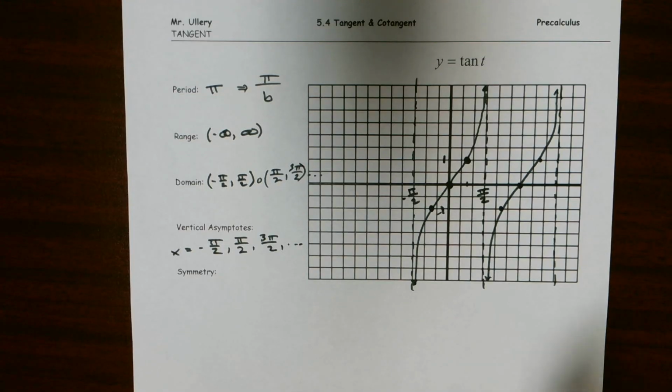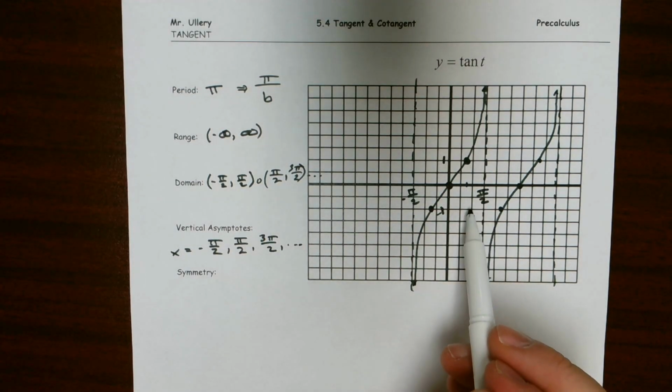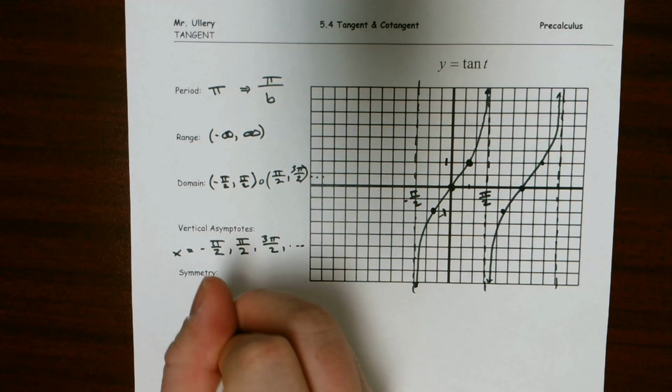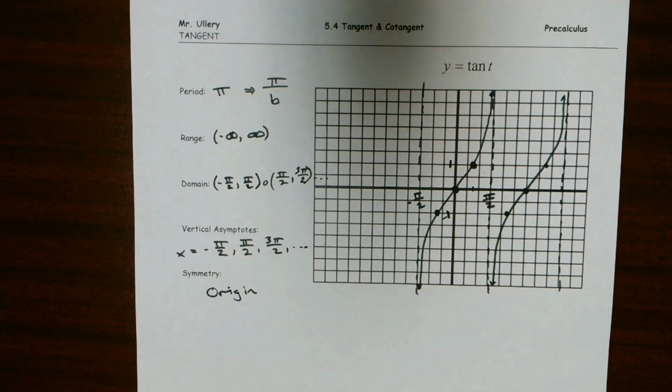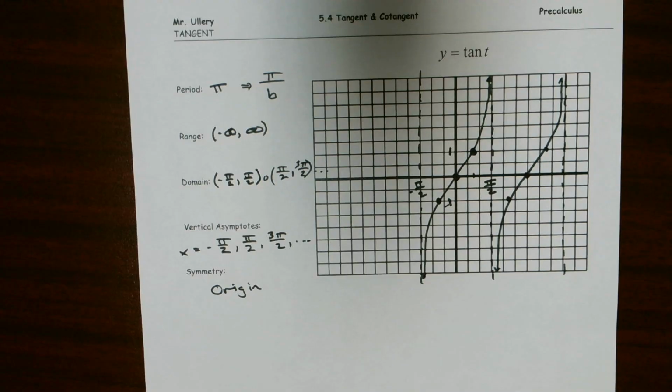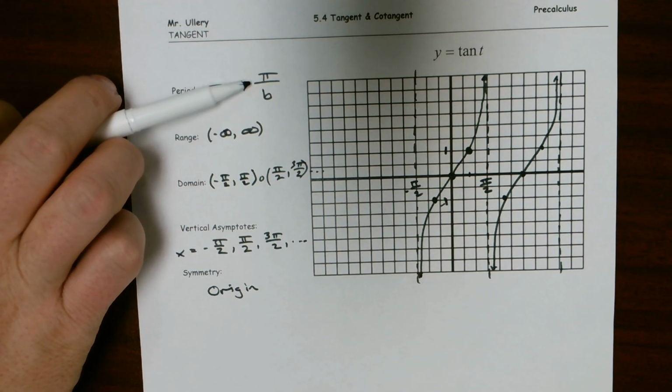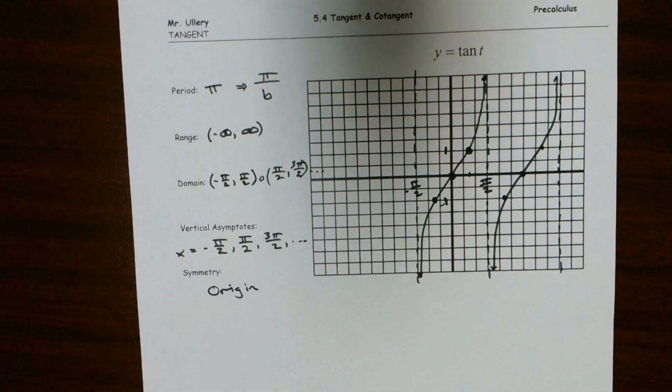Okay, and we can see here that if we reflect over the x-axis and reflect over the y-axis, we get the same point. So we know we're symmetric to the origin. So everything else with graphing tangent, we're going to do some examples here in a moment. Everything else with graphing tangent is exactly the same as graphing sine and cosine, except we use pi over b to find our period, versus 2 pi over b with sine and cosine.